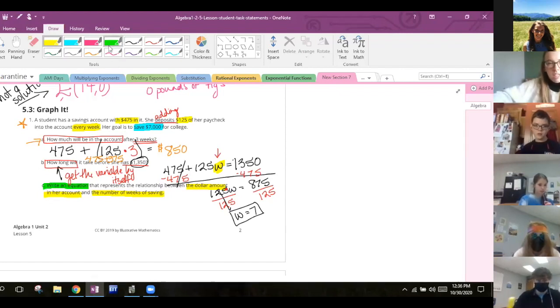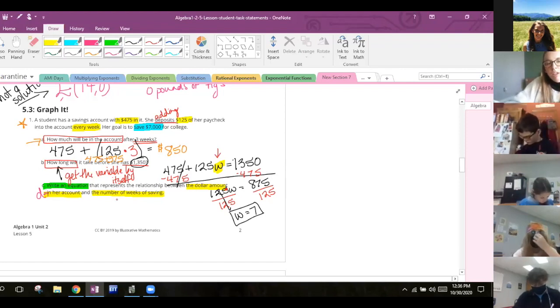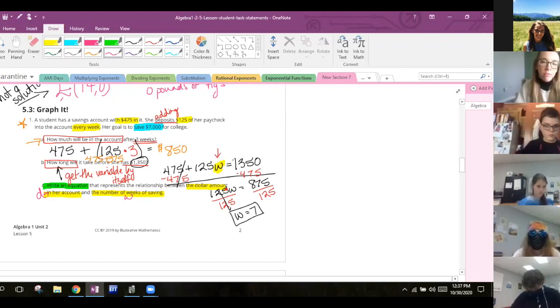Okay, so what would be a good variable to represent the dollar amount in her account? D. Okay, so I'm just going to put that down here. The dollar amount in her account. And what did we say would work for the number of weeks? W. All right, so let's write an equation. Okay, what do we start off with? What do we know?